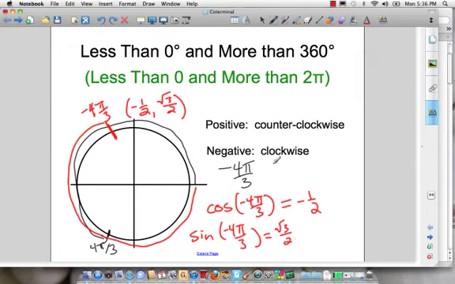And the tangent of negative 4 pi over 3, if you do y over x and then simplify, you're going to get negative square root of 3. So there you have it. That's how you find trig values for angles that are negative.